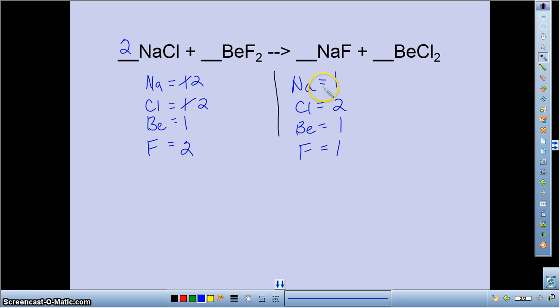Well, let's go ahead and fix that real quick and put a coefficient of 2 in front of sodium, which changes this to 2, and inadvertently that changes the number of fluorine to 2. And now you see that we have 2 sodium on both sides, 2 fluorine on both sides, 1 beryllium, and then 2 fluorine. So this is considered a balanced equation. And when we go over this in class, when I ask you to look at your coefficients, I would read the answer to this one as 2, 1, 2, 1. You don't have to have a 1 in these blanks because the coefficient of 1 is understood.